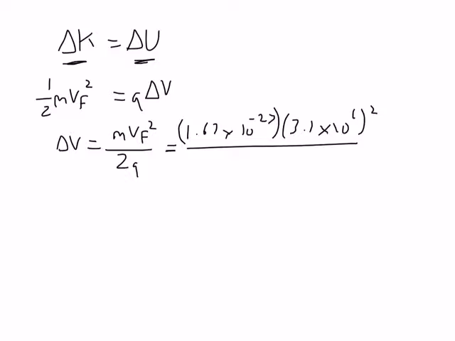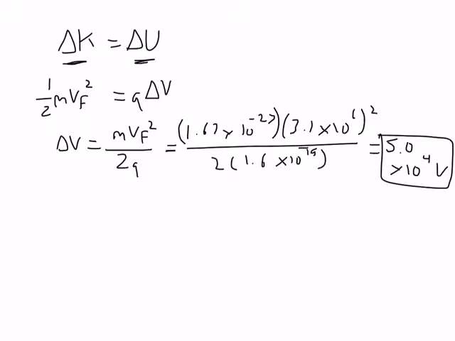So if you do this in your calculator, I definitely suggest doing it in multiple steps. Do the entire denominator and write that number down. Square the speed and write that number down. Multiply by the mass and write that number down, then divide the two that you got in the end. So if you do that very carefully, you will get 5.0 times 10 to the fourth volts. And that's the potential difference that's required to give it that much kinetic energy.